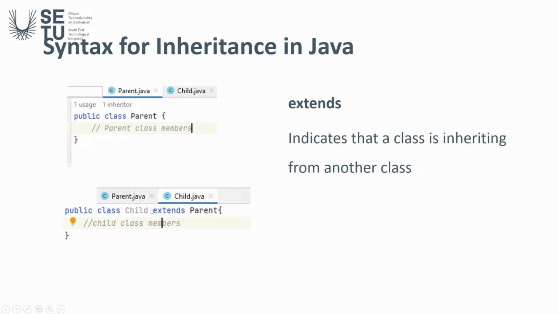So the keyword extends, this is a new one. It indicates that the class is inheriting from another class. So whatever the class name is, it's going to extend the parent. It's going to inherit from the parent. And then that will be the name of the class.